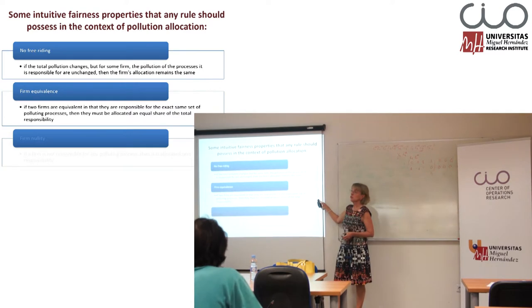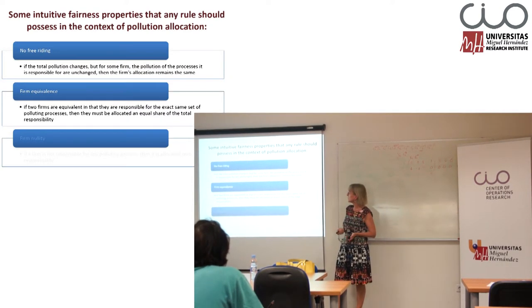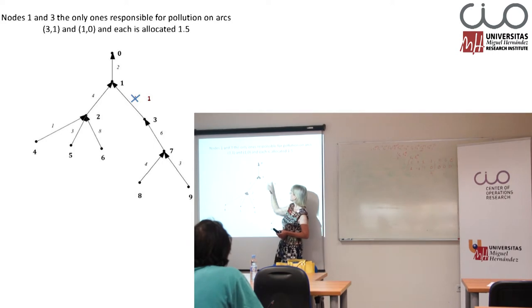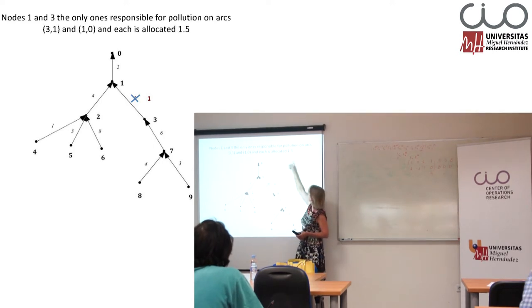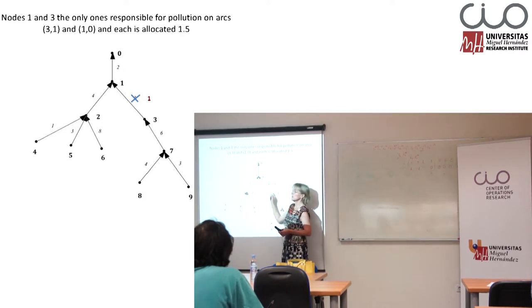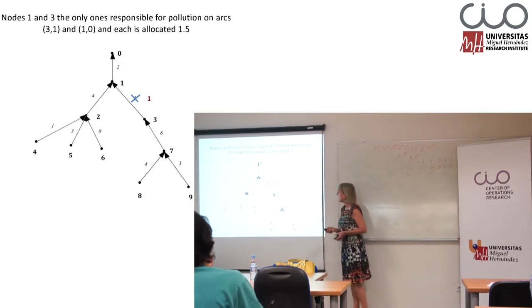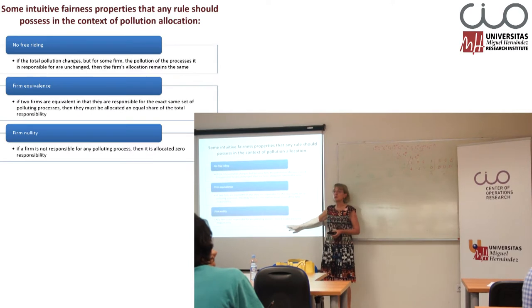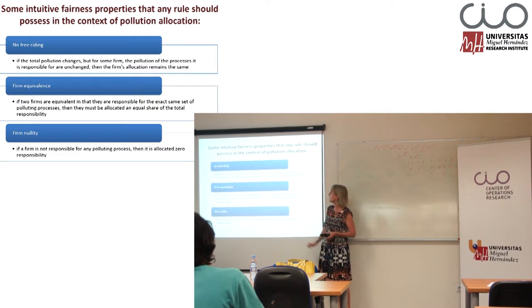The other one is firm equivalence, which says if firms are responsible for the same set of polluting processes, their allocation should be equal. So going back to this example, if 3 and 1 are responsible for these two, they should each be allocated 1/2. So they should share this amount of 3 equally among themselves. And the other one is the same one as in the definition of the Shapley value. If somebody is not polluting, they should not be responsible for anything. So it seems like reasonable and fair conditions to have.